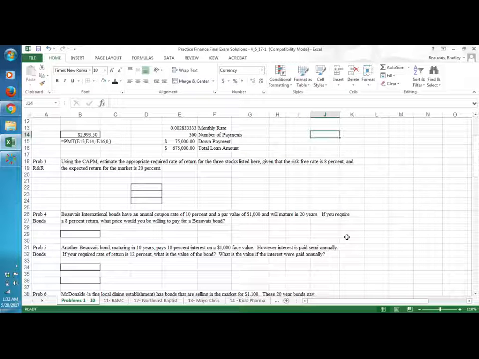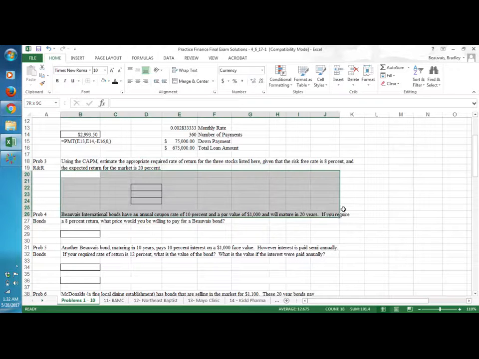Okay, good morning, ladies and gentlemen, and once again, I'm going to pick up with our risk and return section off of the practice final exam, specifically looking at problem number 3, dealing with the capital asset pricing model. Here we're being asked to estimate the appropriate required rate of return for 3 stocks given a risk-free rate of 8% and the expected return on the market of 20%.